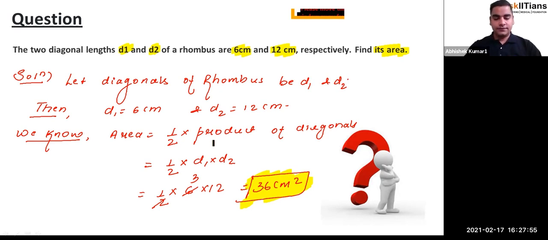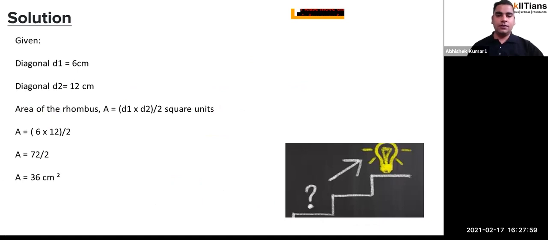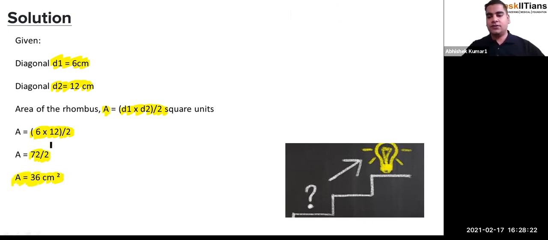All right, done. Okay, so you can check the solution here as well. We have diagonal D1, which is 6 centimeter, D2 that is 12 centimeter. Area is half into the product of diagonals. So we substituted the values. You got 6 into 12 by 2, which is 72 by 2, and that is nothing but 36. So 36 centimeter square is the area of the rhombus under consideration here. Understood?